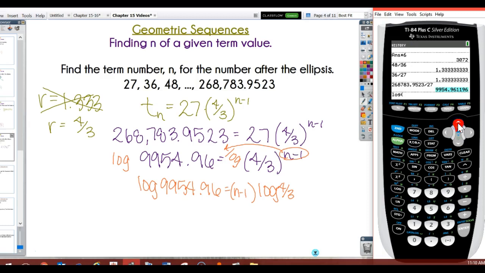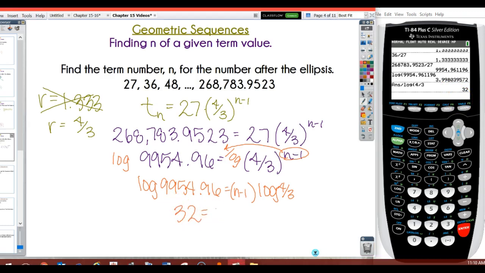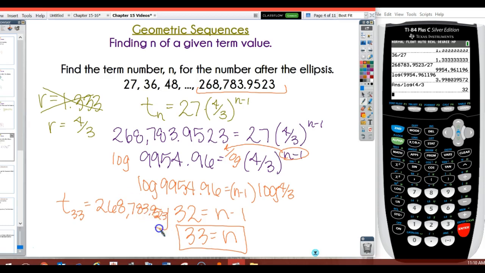So I'm first going to take the log of this 9,000 number and divide that by the log of 4/3. And so we end up getting a perfect 32. Had I not been using these entire answers in my calculator, we probably wouldn't have got something that nice. And so we end up getting 32 is equal to n minus 1. So our last step is to add the 1 over. And so n is 33. So what that tells me is that the 33rd term was this guy right here, the 2,268,783.9523. So we found that we would have to find 33 terms before we would run into this number.